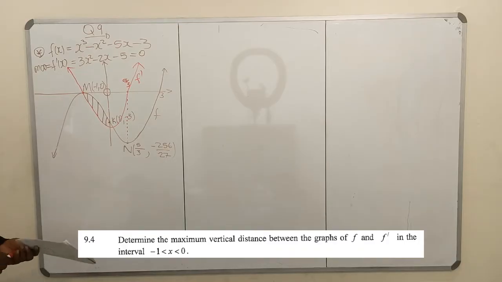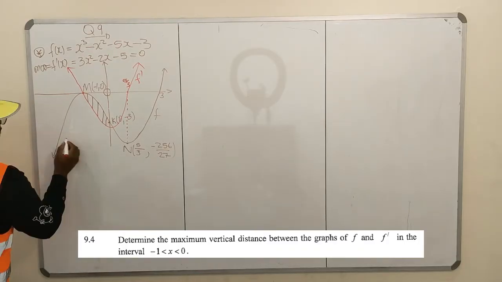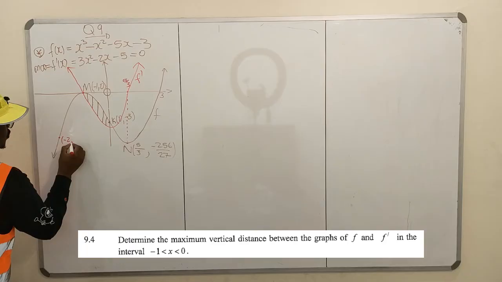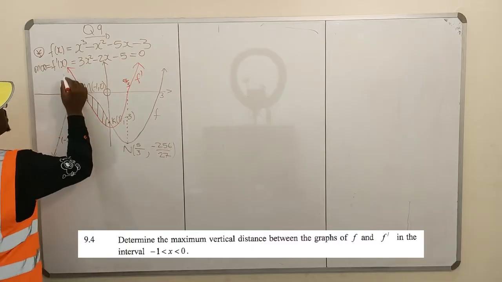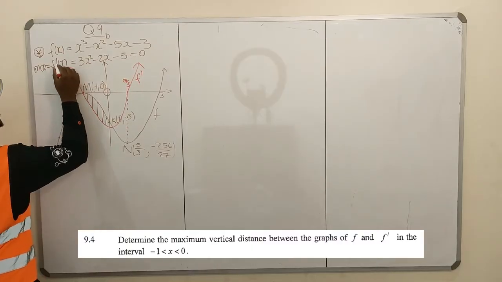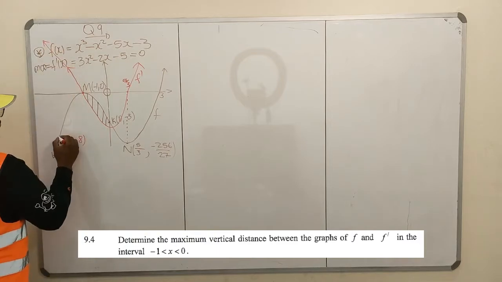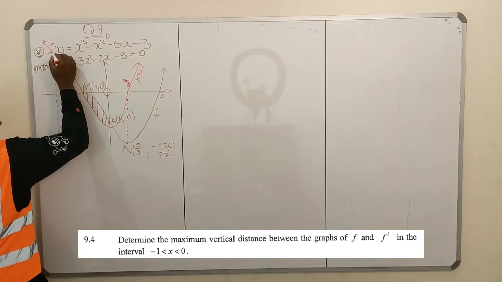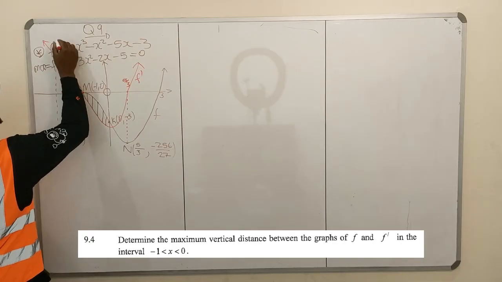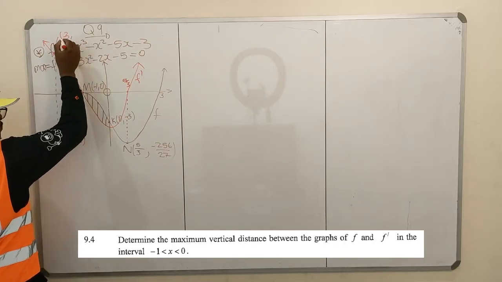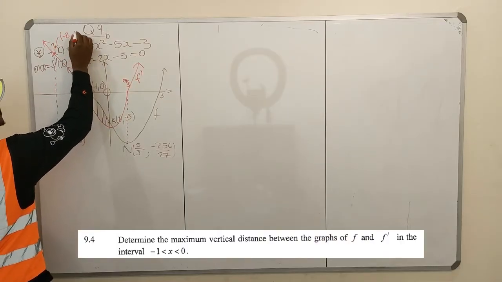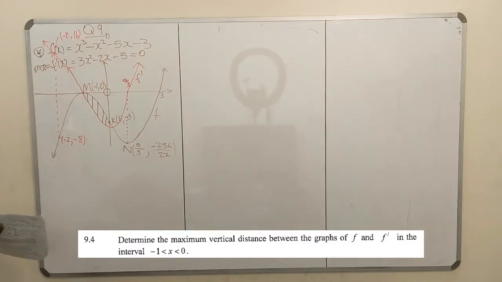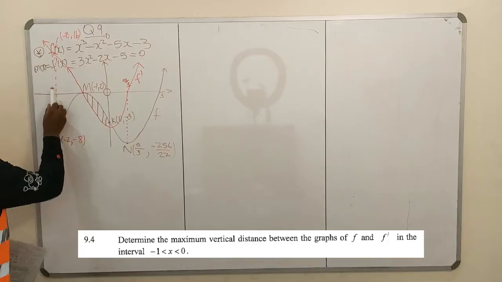So in order to find the vertical distance, let's say here, you know that the coordinates of this point are -2 and -8, right? Then somewhere here, directly above this one, you get that your coordinates here are -2 and 16. Right? If you want the vertical distance, this is the vertical distance between them.